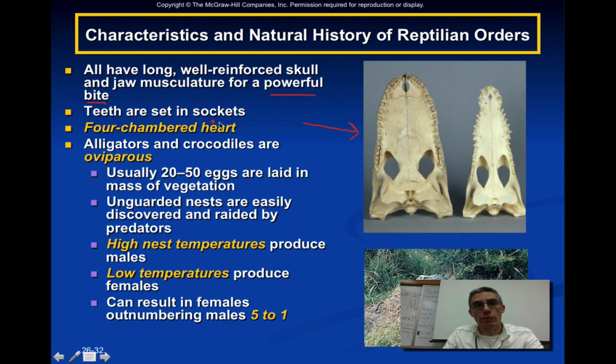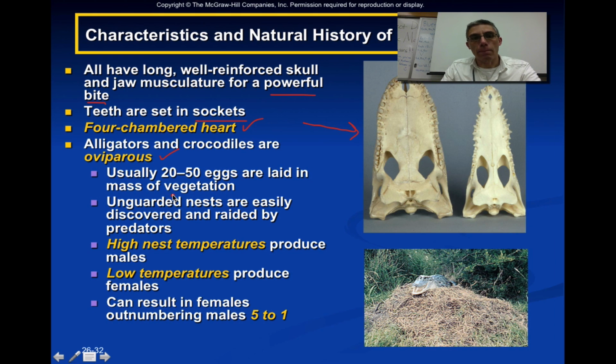Now, the teeth in these animals are going to be set in sockets, kind of similar to our teeth. They're going to have a 4-chambered heart, and this is a little bit different from the other reptiles we had looked at, which had a 3-chambered heart. And alligators and crocodiles are considered oviparous. They usually have between 20 and 50 eggs, and they're laid in a mass of vegetation. And you can see the nest of this alligator right down here.